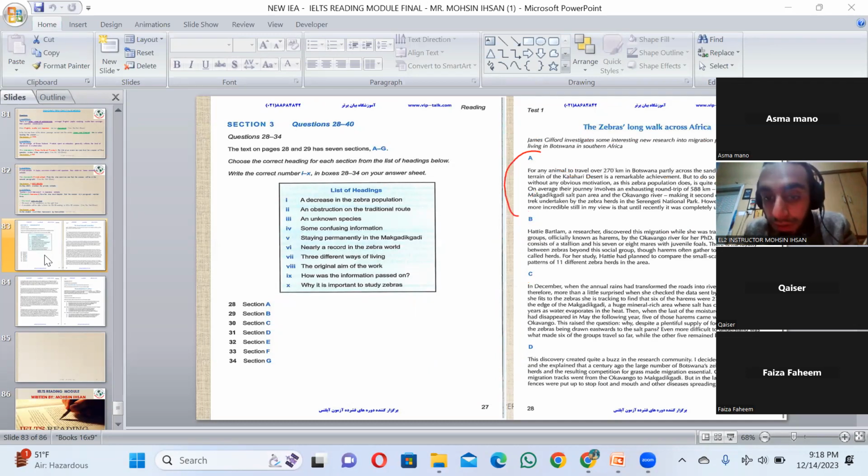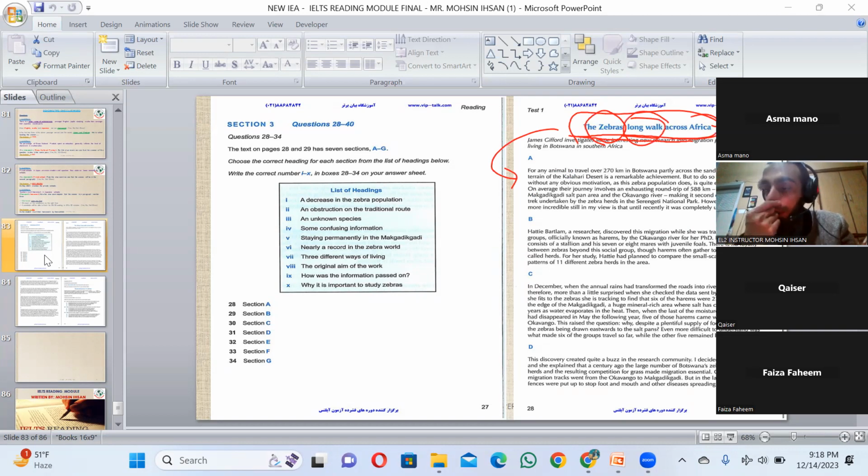Look at this passage. For any animal to travel over 270 kilometers in Botswana, partly across the same, and okay. Firstly, sorry, one thing I forgot. Let me start from there. Firstly, you should read the title of each passage. Right now, we are going to start. The title is "The Zebra's Long Walk Across Africa." Now, this passage is going to tell us something about zebras walking, traveling across Africa. Right? We are going to study the traveling of zebra within Africa.